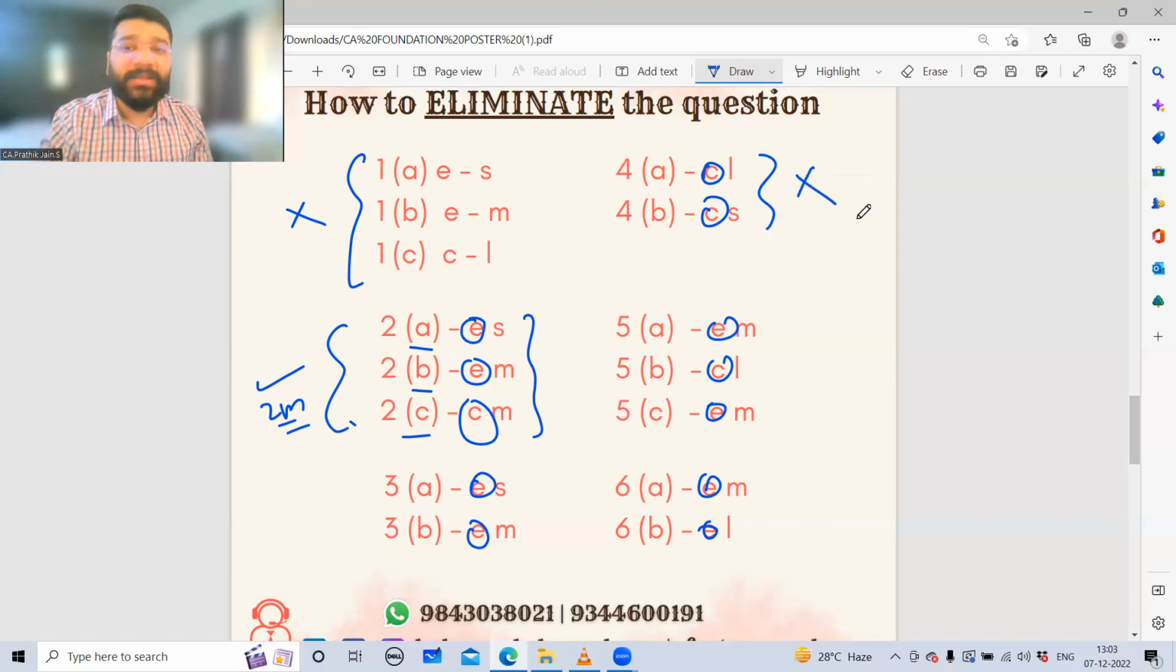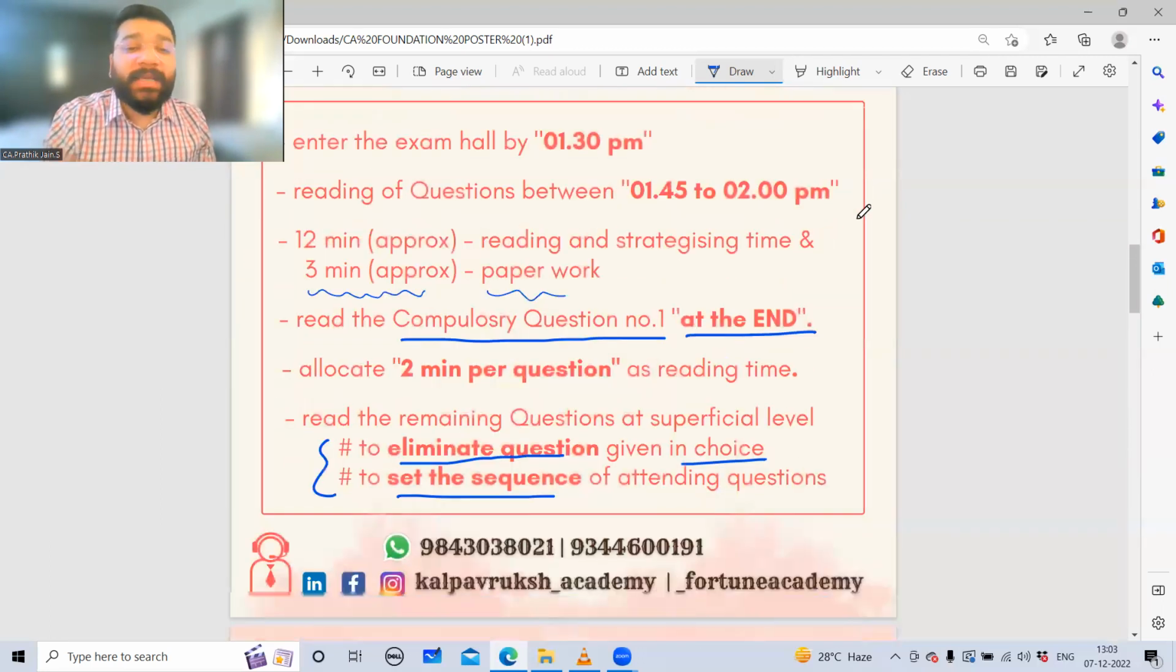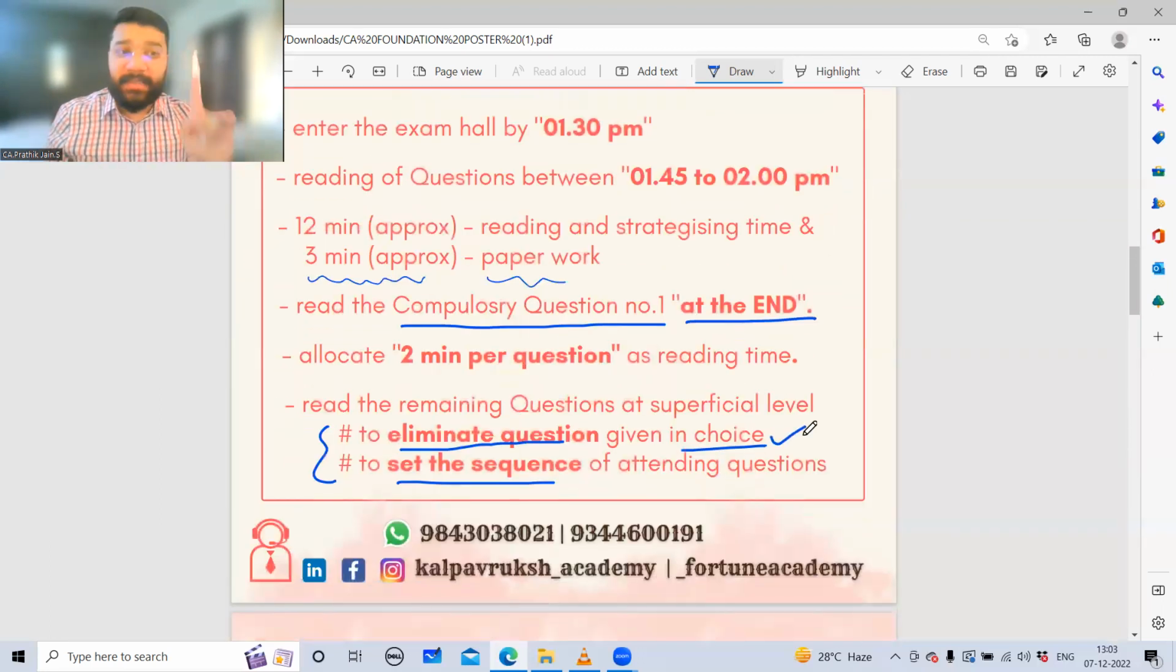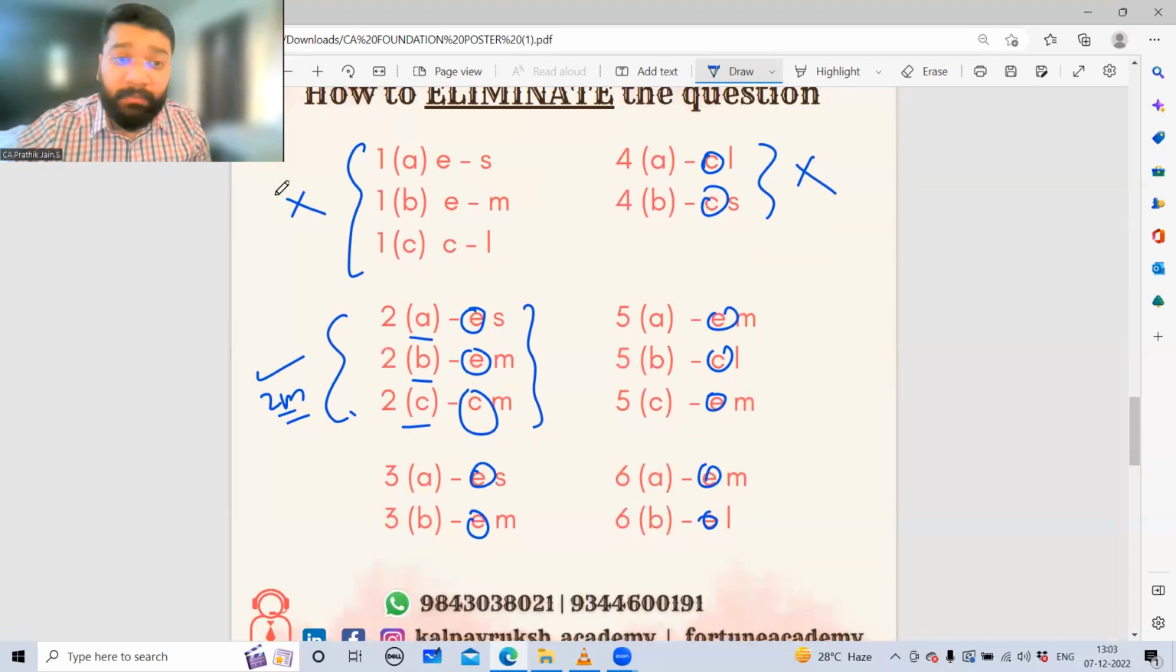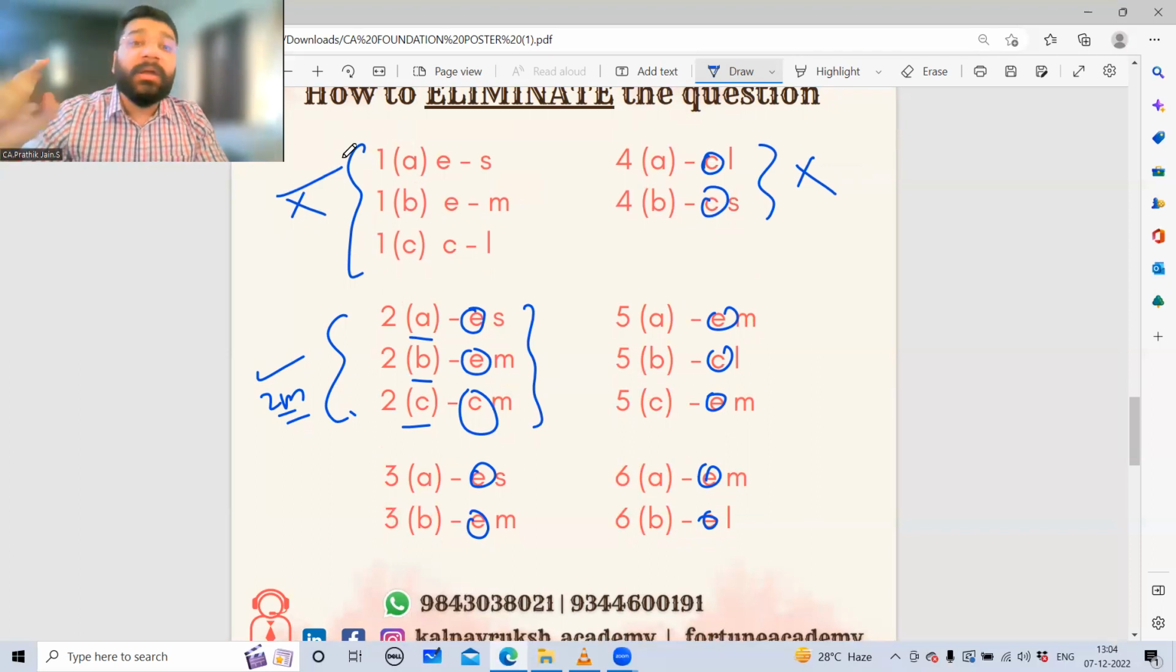That is very clear. Once you successfully achieve your first objective, the second objective is to set the sequence in which you'll be attending the questions. For this, you will have to come back and read question number 1, because by that time you would have completely read questions 2 to 6. Why you're supposed to read question 1 is that, to set the sequence, you have to decide whether the compulsory question 1 should be done first, in the middle, or at the end. For that purpose, reading question 1 is very important.